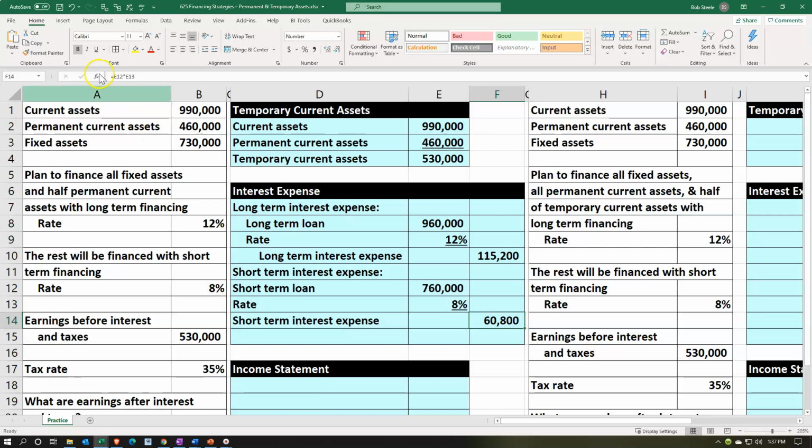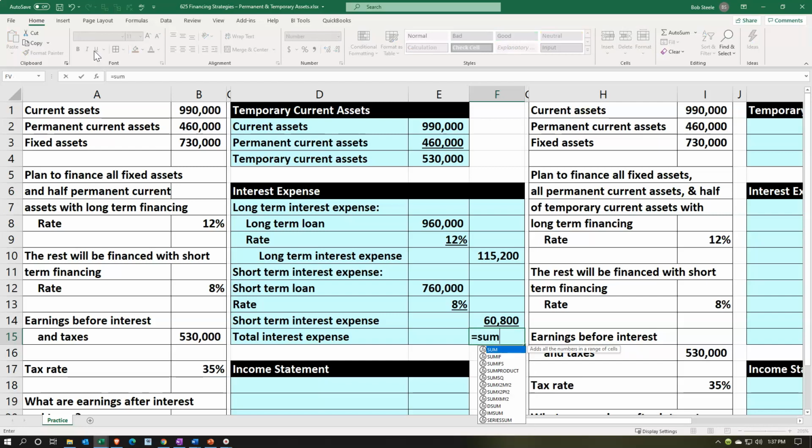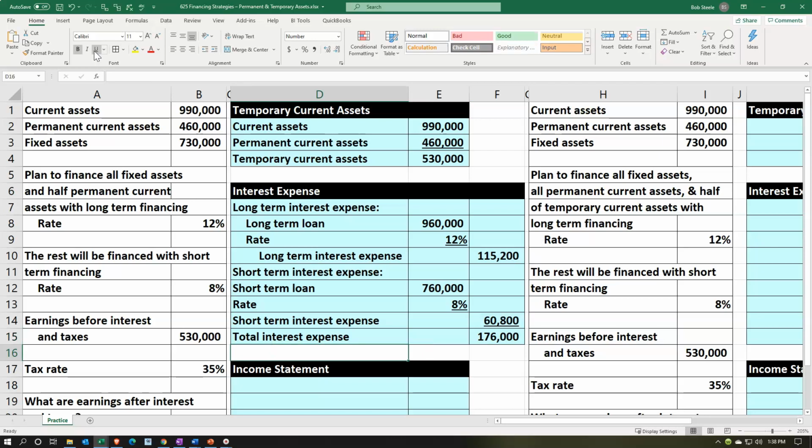Let's go ahead and underline that one. Home tab, Font group, underline. That's going to give us our total interest expense. We're going to sum up the outer column, equals the sum of the trusty sum function of the outer numbers. That's going to give us our total of the 176, the 176.